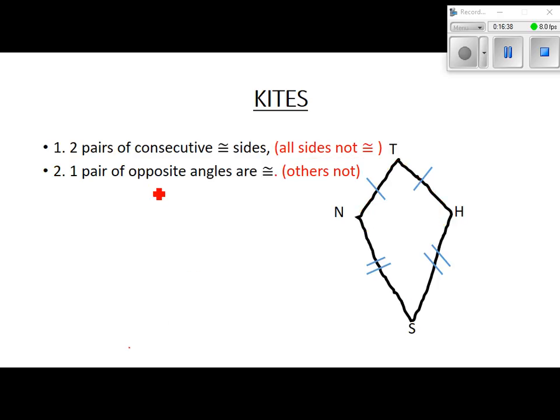Next property. Oops, let's go back. So that angle has to be congruent to that angle.